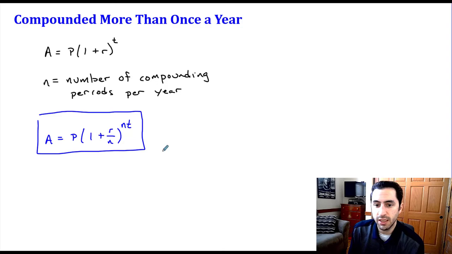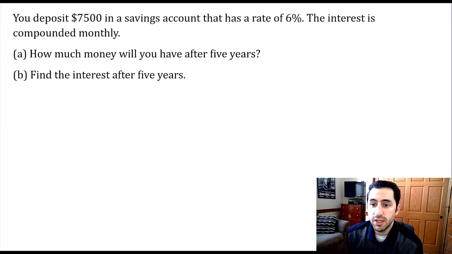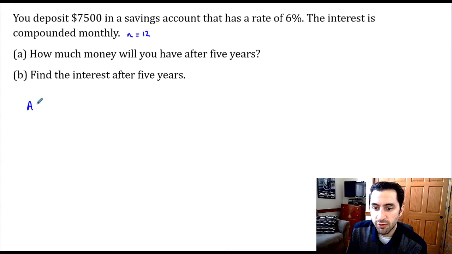All right, now let's use this in an example. It says you deposit $7,500 in a savings account that has a rate of 6% and the interest is compounded monthly. So right away, compounded monthly tells me I need to use this formula and n is going to be equal to 12. How much money will you have after 5 years? And then let's find just the interest after 5 years. So I'll write down our formula again. Our future value is equal to the principal times 1 plus r over n raised to the nt power.